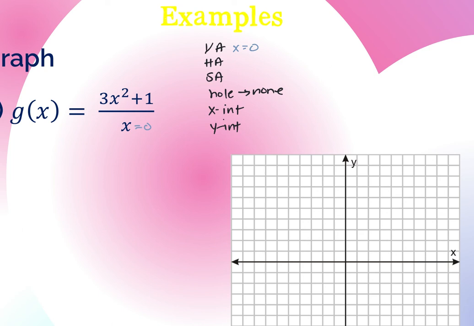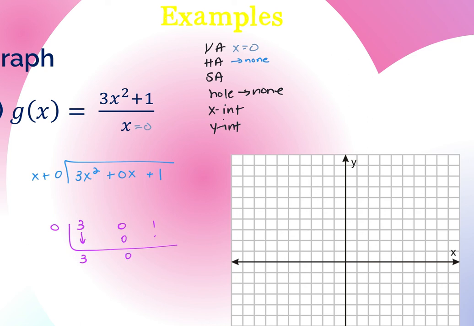Look at your exponents, top and bottom. What's the relationship? The top one is 1 more, so no horizontal asymptote. And there will be a slant. So I can do 3x squared plus 0x, I need that placeholder, plus 1 divided by x plus 0. Again, I need that placeholder. Or I could do 3, 0, 1 and put 0 on the outside. There's no sign for 0, so it doesn't matter. Bring down the 3, multiply it times 0, put it in the next column, add it. Do it again. We ignore the remainder.